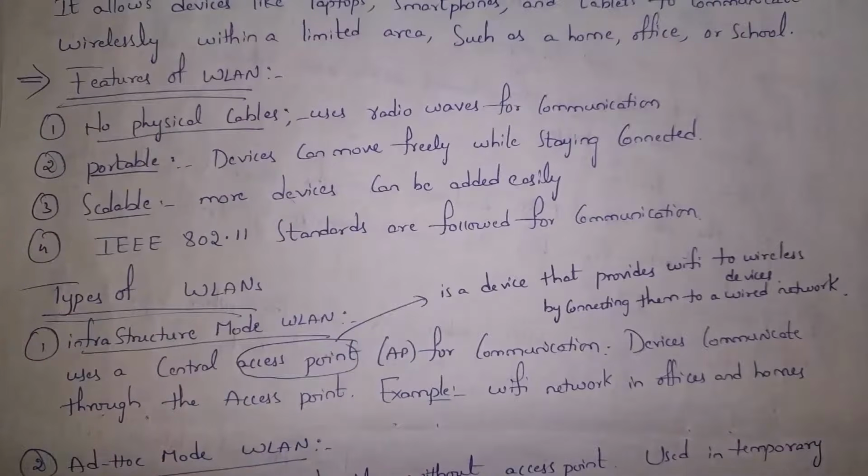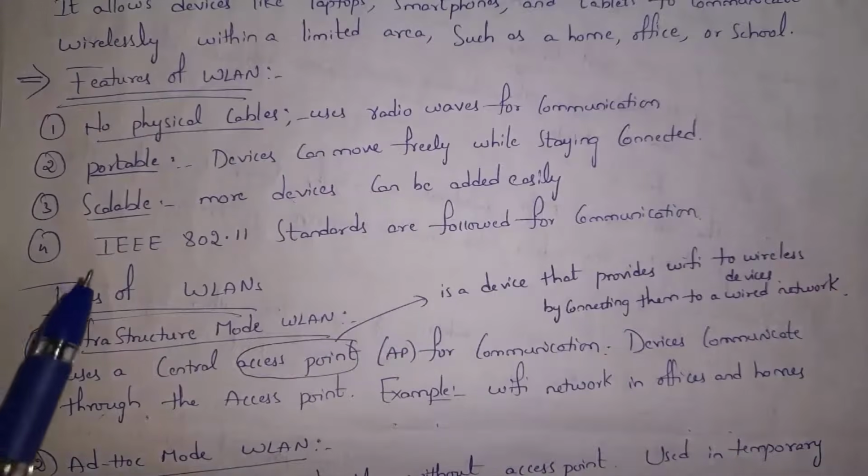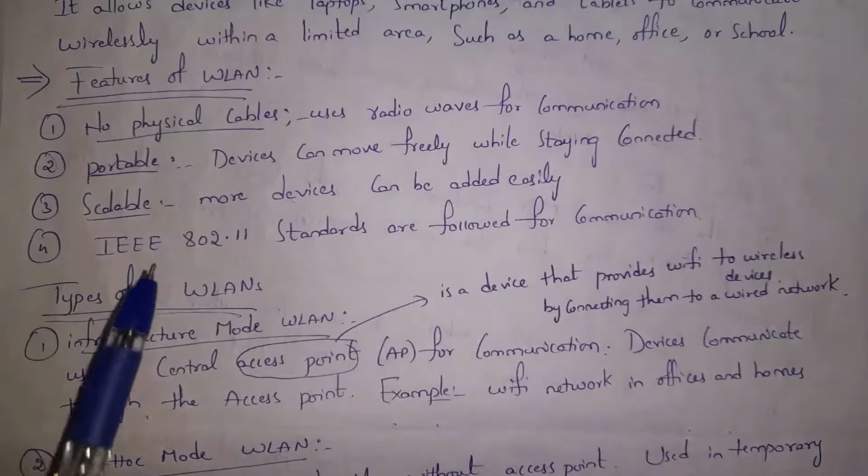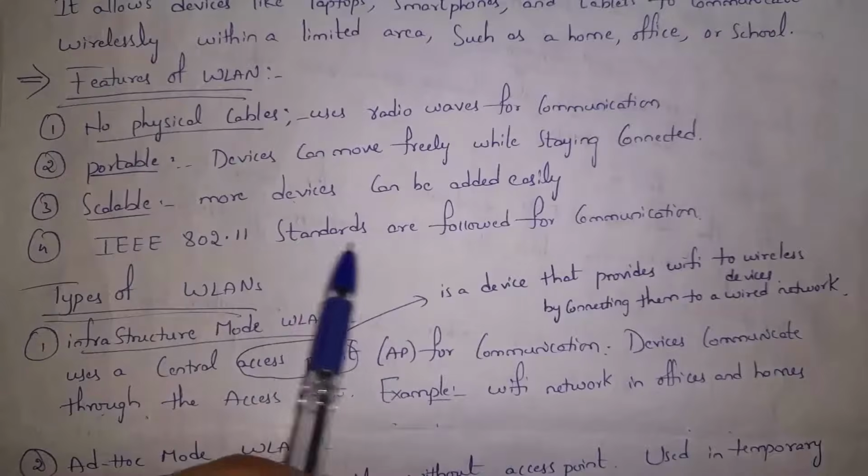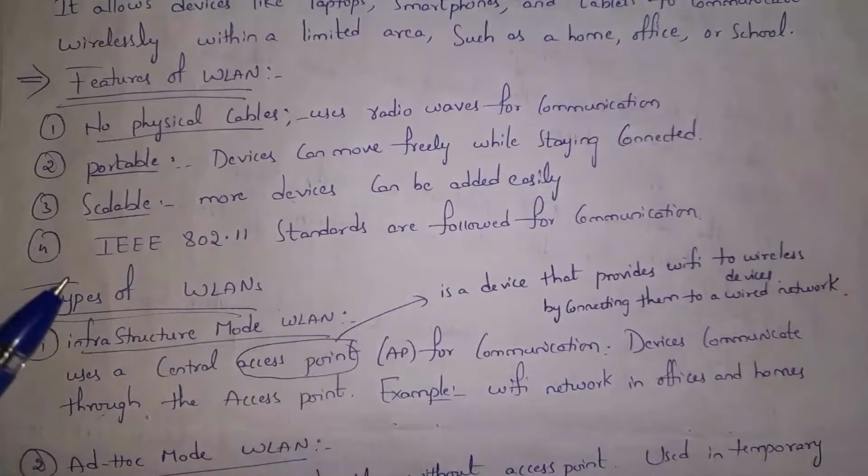And the third one is scalable. In wireless local area networks, we can easily add new devices to our network. For example, I will simply connect my new mobile to Wi-Fi and use it. And the next feature is IEEE 802.11 standards. Standards are nothing but rules, as all devices communicate wirelessly because of this standard.